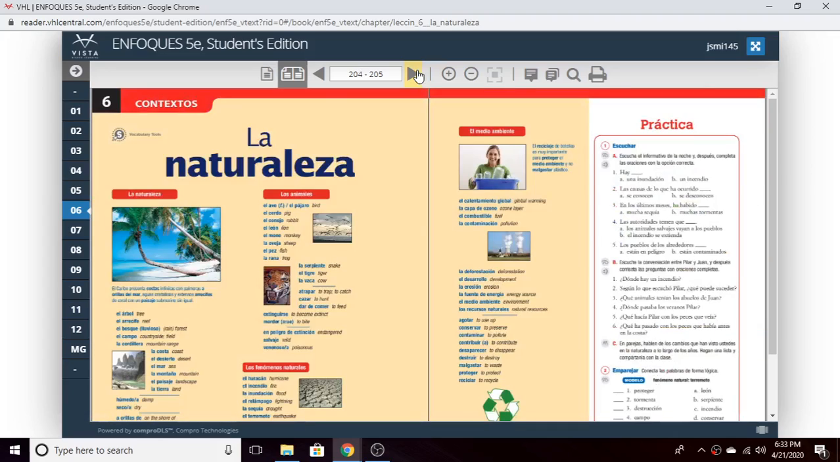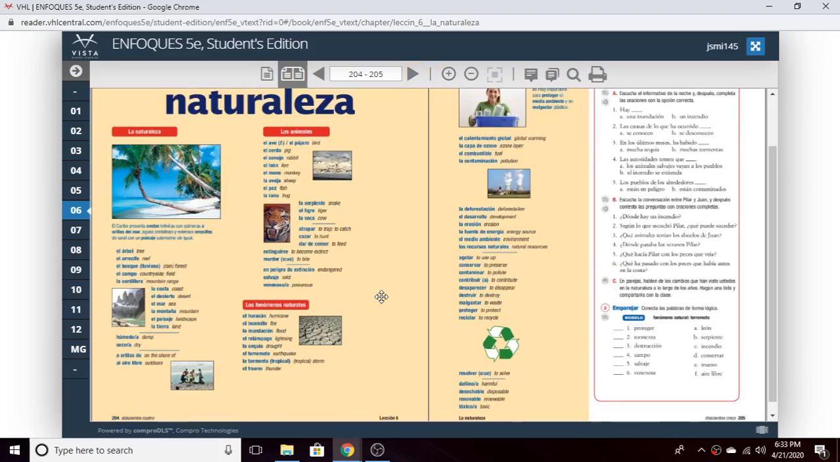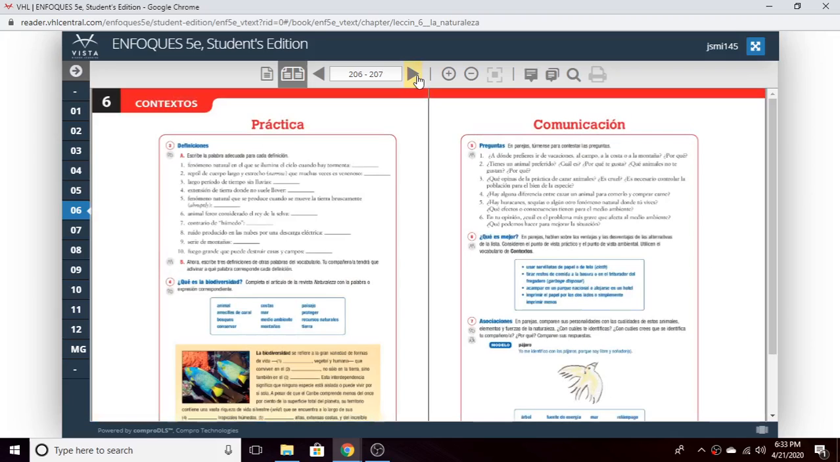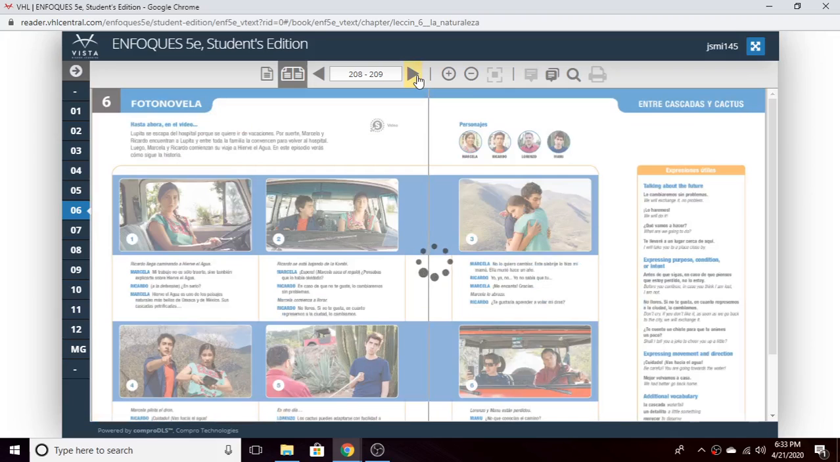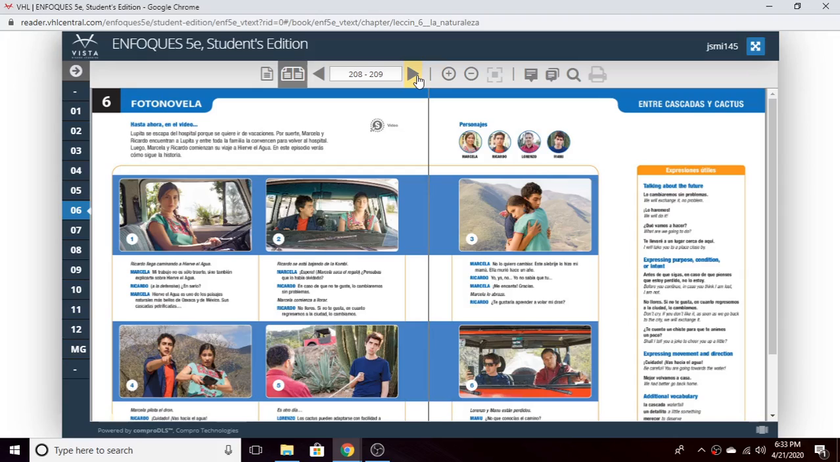So La Naturaleza, they break it up into nature, animales, obviously animals, los fenómenos naturales, natural phenomenon, el medio ambiente. This means the environment. So you're going to see some things related to the environment and ways to help the environment. Then we're going to practice. You're going to see things about biodiversity and coral reefs and things like that.